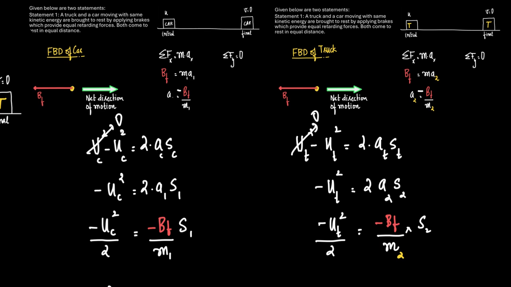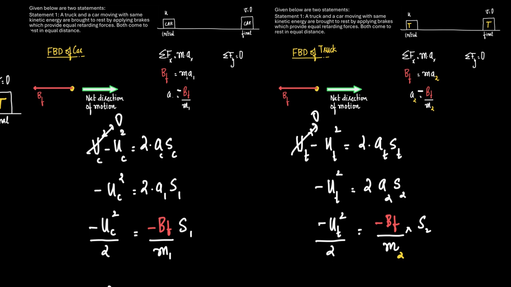We have derived that A1 is equal to minus BF by M1. And what is A2? A2 is minus BF by M2. Now I'll do a slight rearrangement here. I'll take this 2 to the LHS.